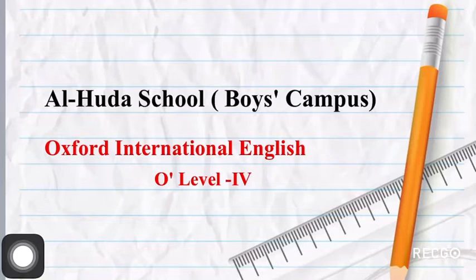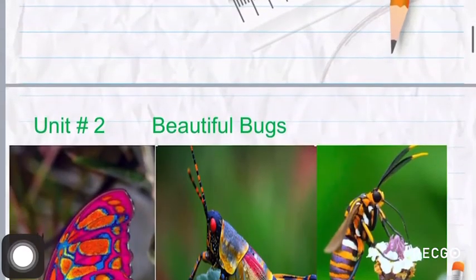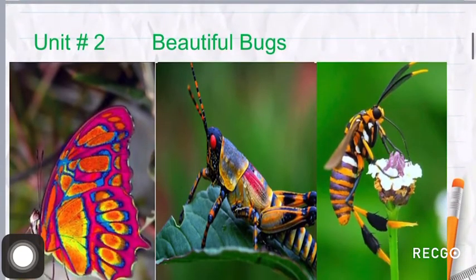My dear students, we are dealing with O level 4 and our subject is English, and the book which we are following is Oxford International English. We have finished unit number 1 and now we are starting unit number 2. The name of unit number 2 is Beautiful Bugs.